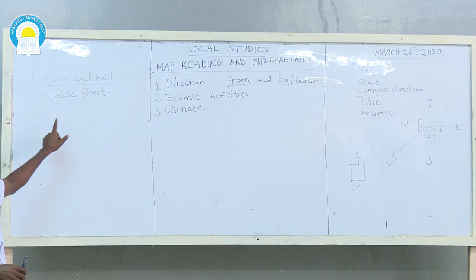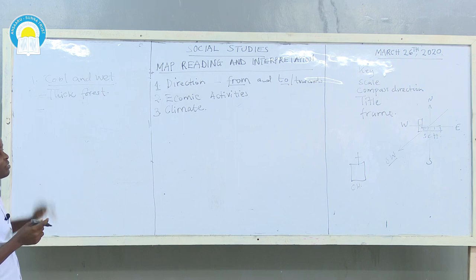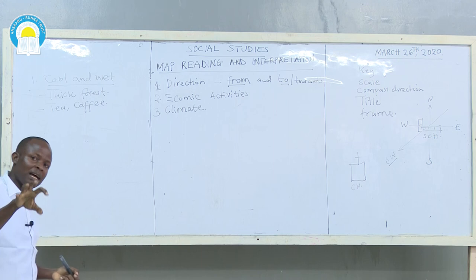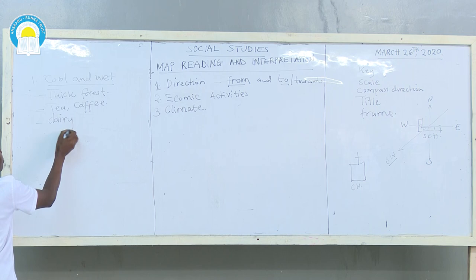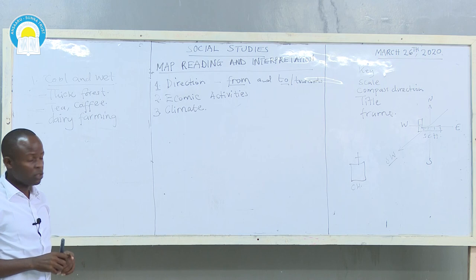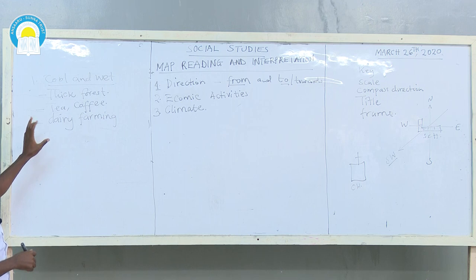Apart from vegetation, we can also tell the climate of an area by looking at the crops growing. Some crops grown in cool and wet areas are crops like tea and coffee. When we see these crops, we know that the area where they are grown is cool and wet. Apart from crops, we can also have dairy farming. Dairy farming is mostly done in highland areas, and we know very well that highland areas experience a cool and wet climate. So these are some of the things that when we see on the map, we can tell that that part of the map we are dealing with is cool and wet.